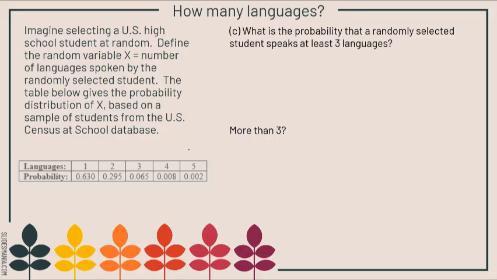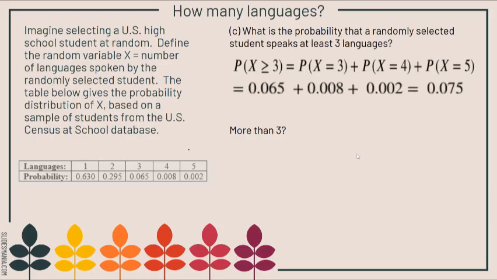Let's look at part C. What is the probability that a randomly selected student speaks at least 3 languages? So this is how we would write it: the probability that X is greater than or equal to 3. Notice this is an uppercase X for a reason. That means I'm going to find the probability that X is 3 plus the probability X is 4 plus the probability X is 5. I find those from our table, add those up, and I get 0.075.